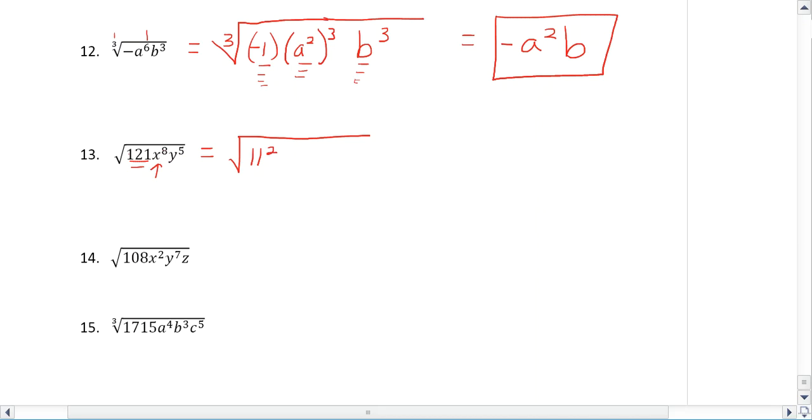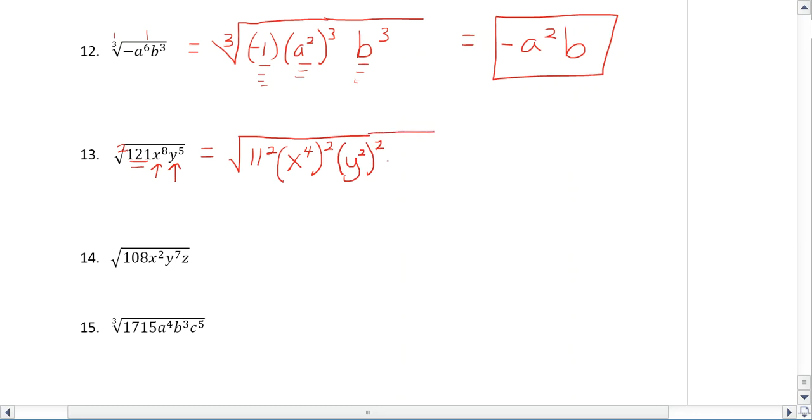X to the eighth, 8 does divide by 2 evenly, so we know that x to the eighth is a perfect square. But again, I'm going to be very obvious and write it out for you. It is x to the fourth squared, because a power to a power, we multiply exponents, and we would get x to the eighth. This y to the fifth does not divide by 2, so it is not a perfect square. But we're just going to bump down to the next even number, which is y to the fourth, which is a perfect square. So I'm going to write it as y squared squared.